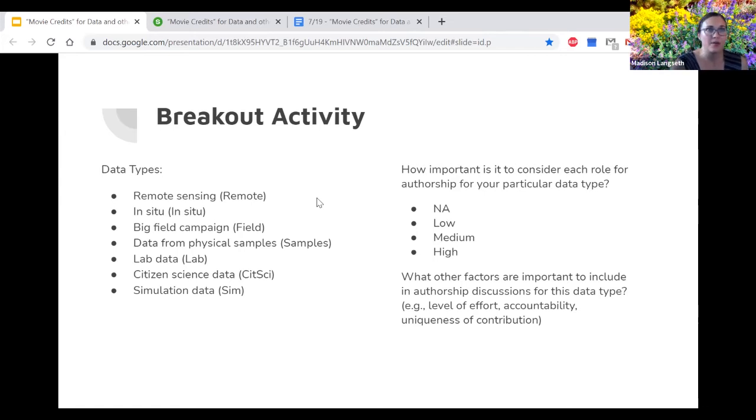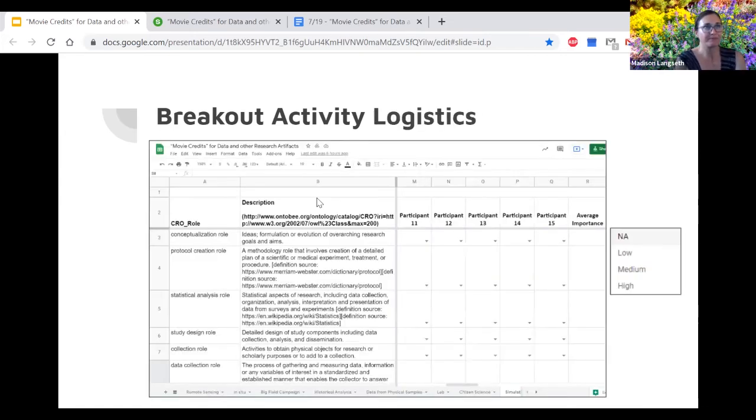Okay, so let me move on here. For the breakout groups, we've set up a spreadsheet with tabs for each of these data types. You can see we have remote sensing, in situ, big field campaign all along the bottom, so a different tab for each of the data types. Each tab lists each of our selected 36 roles from the contributor role ontology, along with their descriptions.